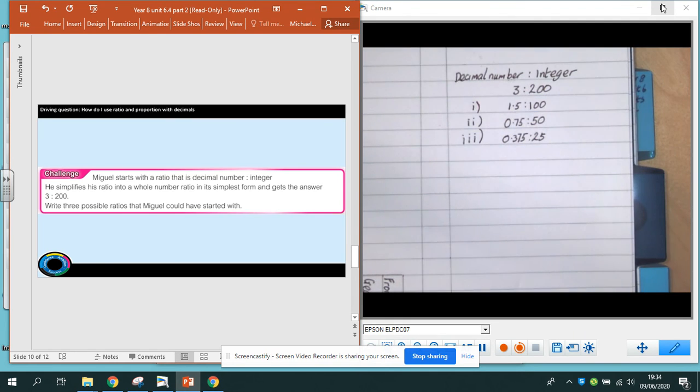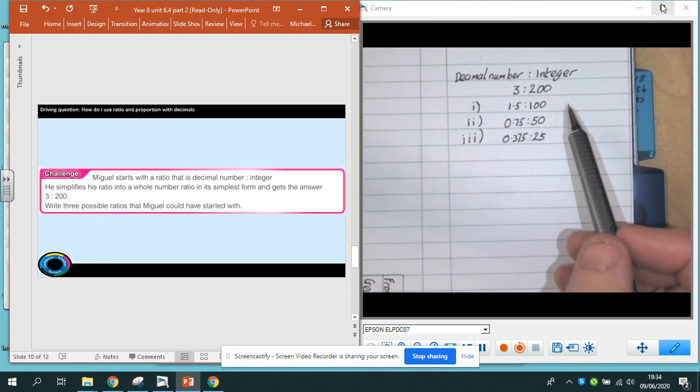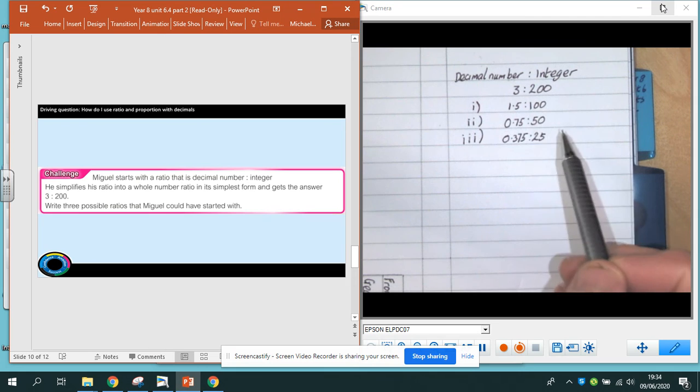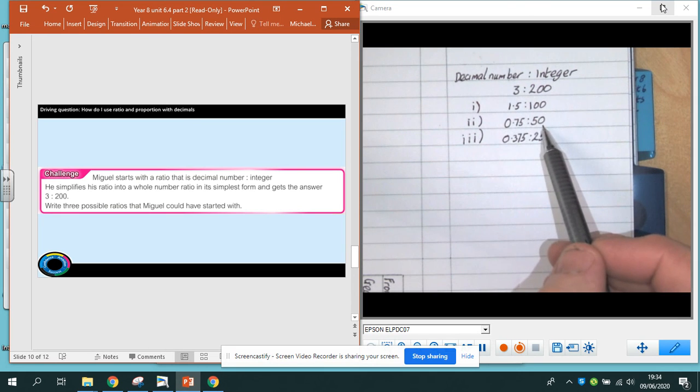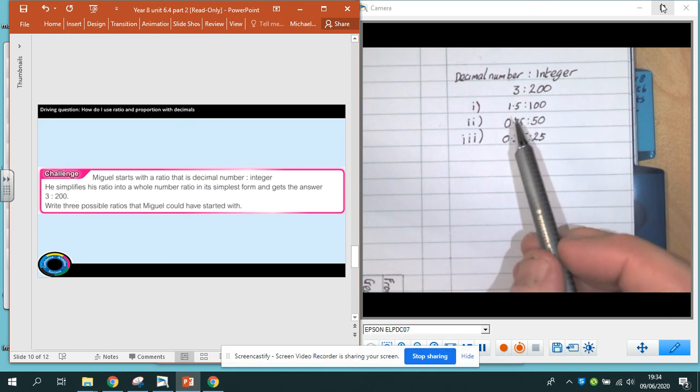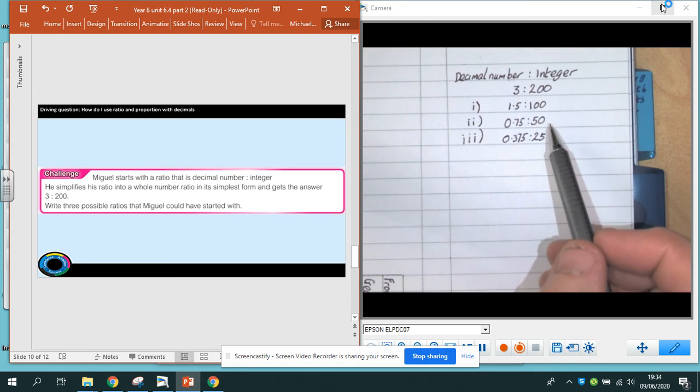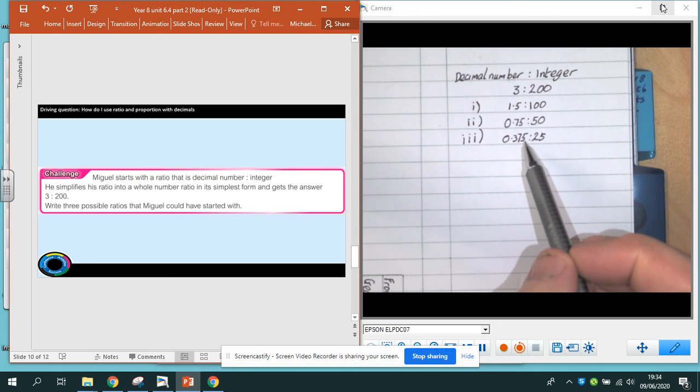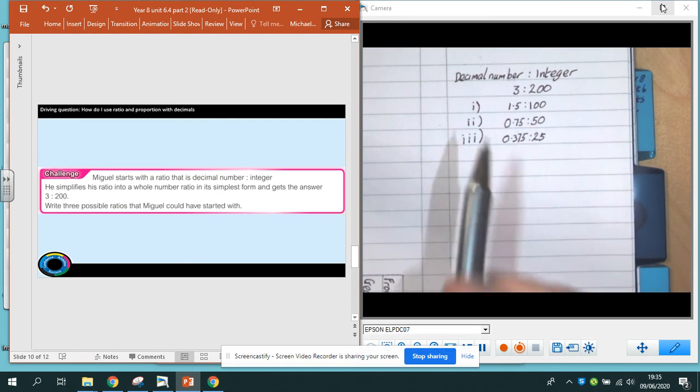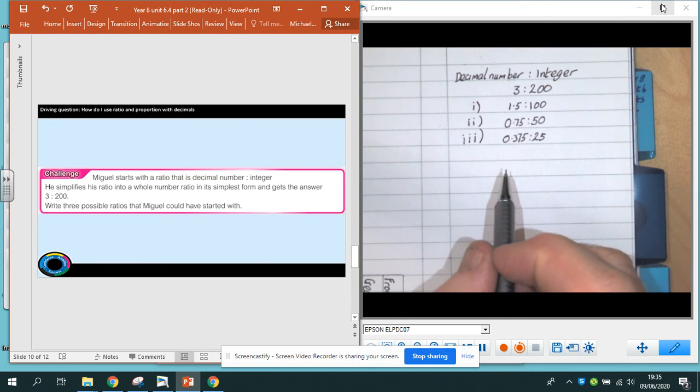I thought, right, okay, well, if dividing by 2 works once, let's see what happens if I divide it by 2 again. 0.75 to 50. Again, decimal number, integer. Excellent. And then I thought, right, okay, I'm going to try it again because it doesn't say anything about the size of the number. So I divided by 2 and I got 0.375 to 25. Decimal number, integer. Now I suspect that's what most people had, but it didn't have to be.